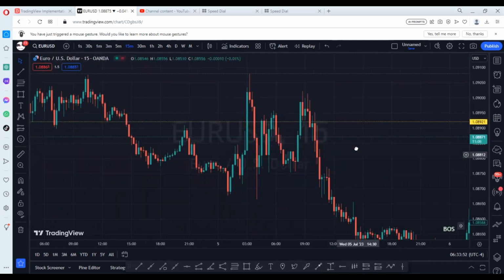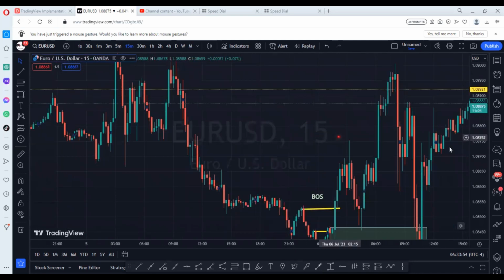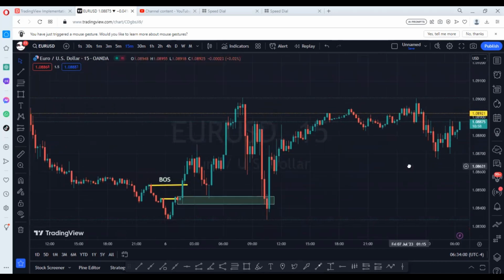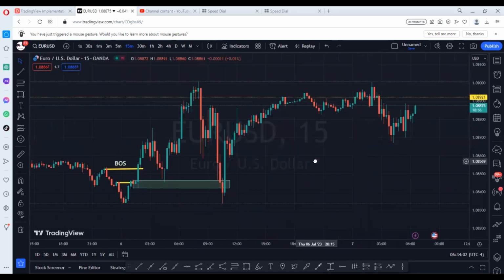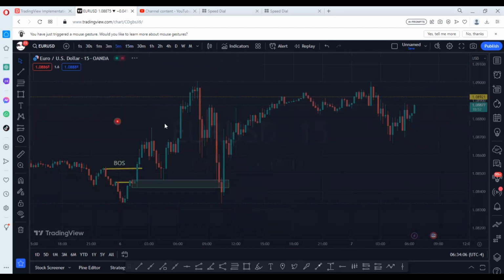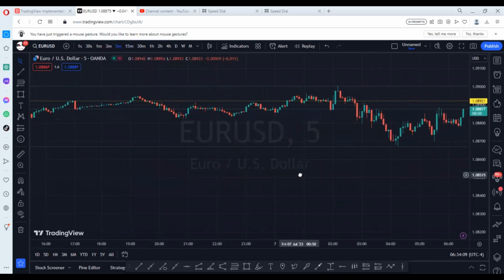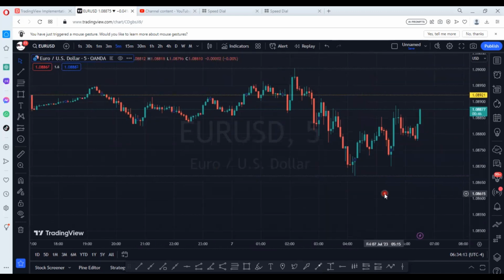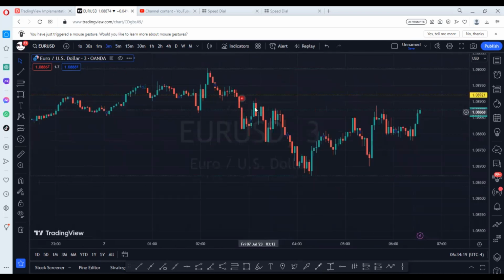So that's how you can spot these things. For you to be good at this, you have to be on the chart regularly. You can spot them on the 5 minutes and any time frame. Okay, let's use 3 minutes. So let's use this as our case study.